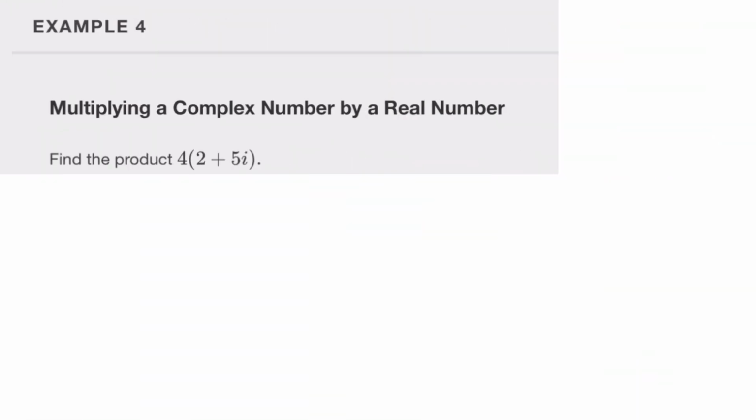Okay. So here we can just distribute, right? So then 4 times 2 becomes 8. 4 times 5 is 20.